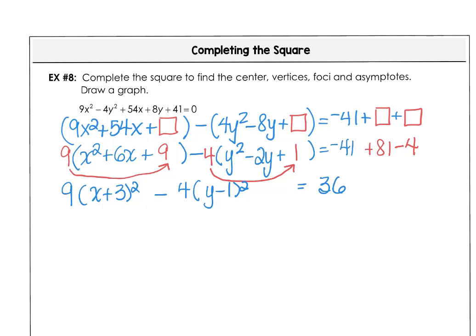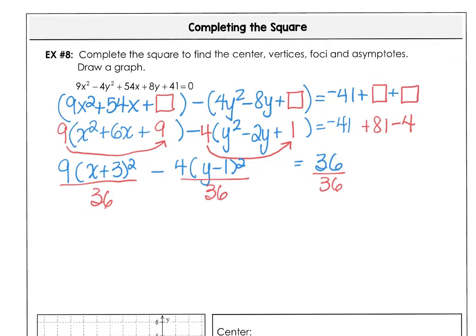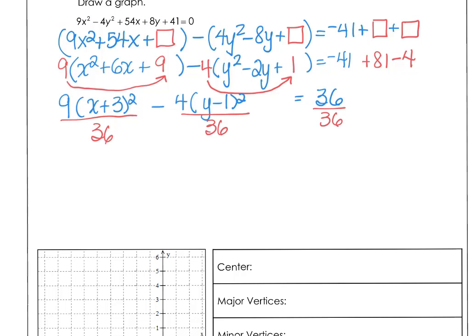So dividing each term by 36 in order to create a 1 on the right-hand side is going to leave us with our standard form equation. So this standard form is going to be x plus 3 squared divided by 4, and y minus 1 quantity squared divided by 9, and that equals 1.